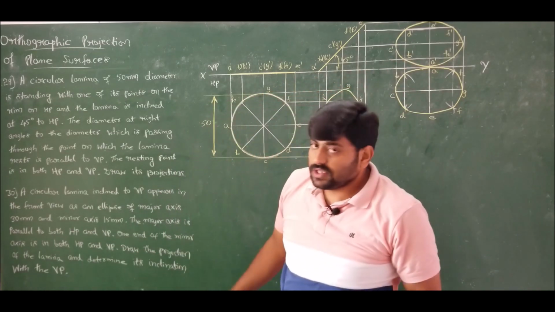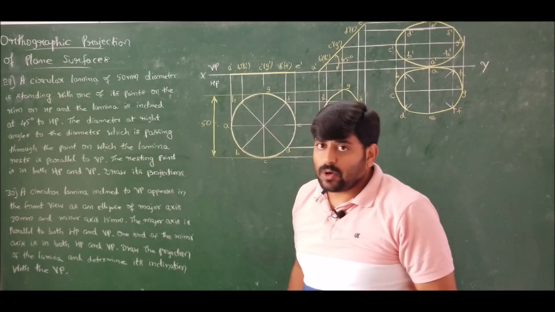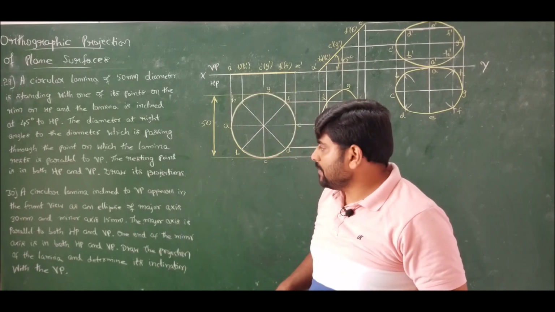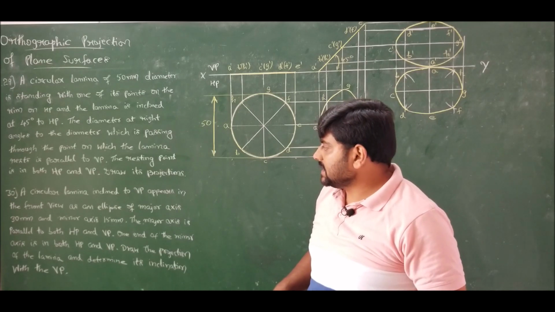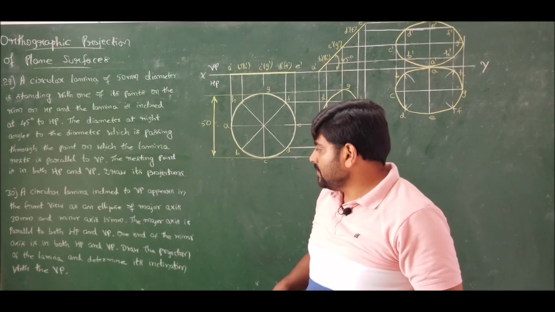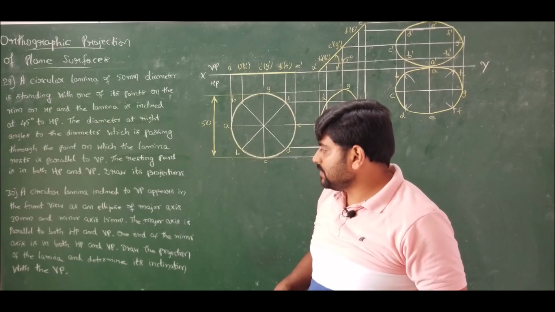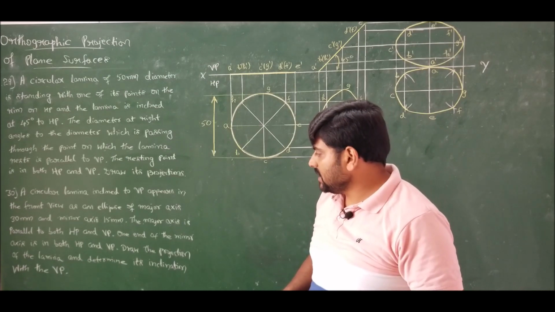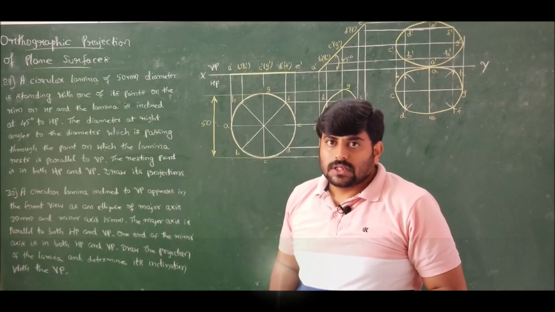Now moving ahead to the final problem of our discussion on this module 2, problem number 30 states that a circular laminae inclined to VP appears in the front view as an ellipse of major axis 30 mm and minor axis 15 mm. The major axis is parallel to both HP and VP. One end of the minor axis is in both HP and VP. Draw the projection of the laminae and determine its inclination with VP.